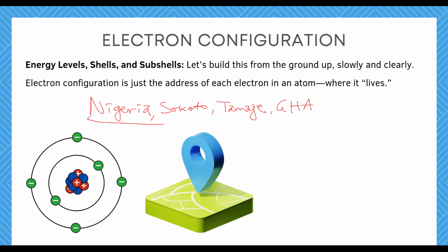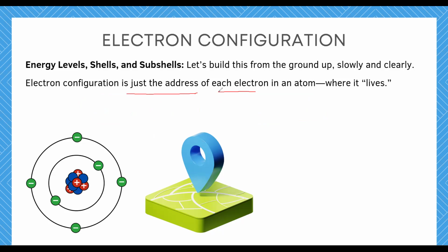You can see how I broke down my address in such a way that anybody who sees this will be able to find me. In the same way, an electronic configuration works like that. An electronic configuration is simply just the address of each electron in an atom, where it lives. So for instance, let's say sodium, Na. In our previous example, we saw that sodium has 11 electrons. When we write out the electronic configuration for sodium, we are simply showing where each of those electrons are positioned.